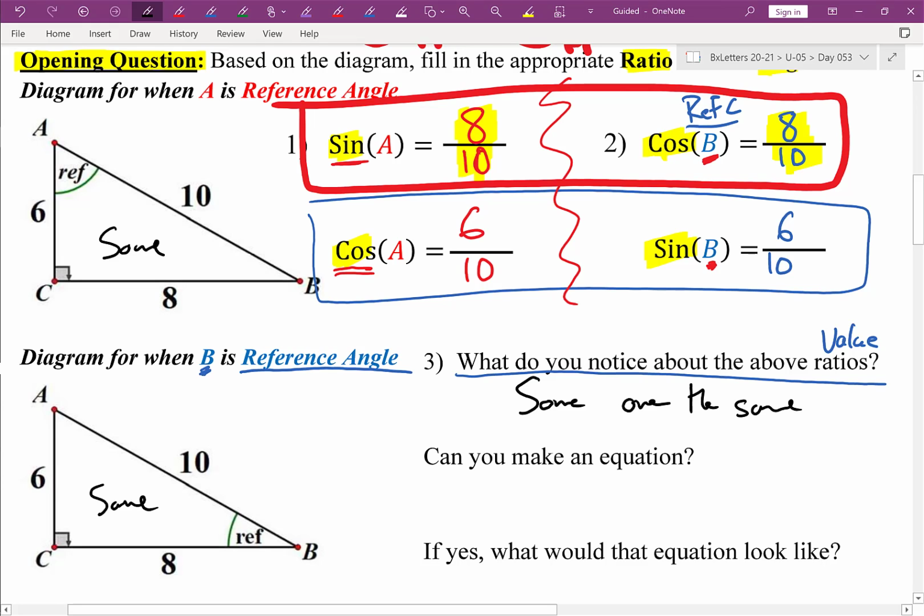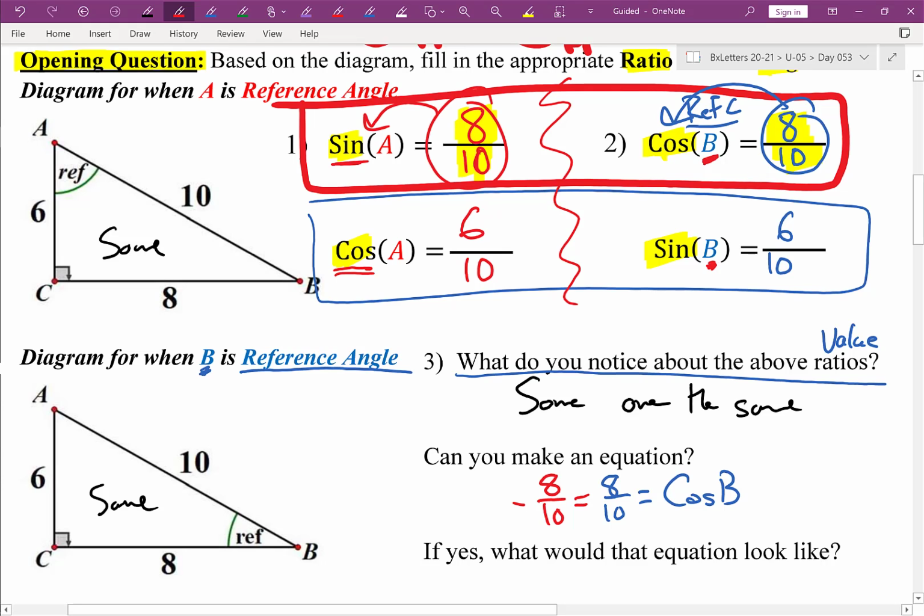Can you make an equation? Absolutely, I can. I could say 8 over 10 is the same as 8 over 10. And I guess what I'm kind of fishing for is that red 8 over 10 is the same as that blue 8 over 10. And that blue 8 over 10 is really the cosine of B. And that red 8 over 10 is really the sine of A.